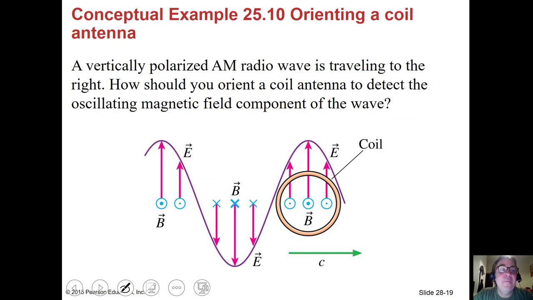Okay, excellent. So a vertically polarized AM radio wave is traveling to the right in this picture. How should you orient a coil antenna to detect the magnetic field part? Okay, so good. You've got to get the magnetic field part going through the loop, and that's what's being shown here. So you want it to be able to go through like this. You wouldn't put the antenna like this because none of the magnetic field part would go through it. You want there to be a flux through the area, just like Faraday's law.